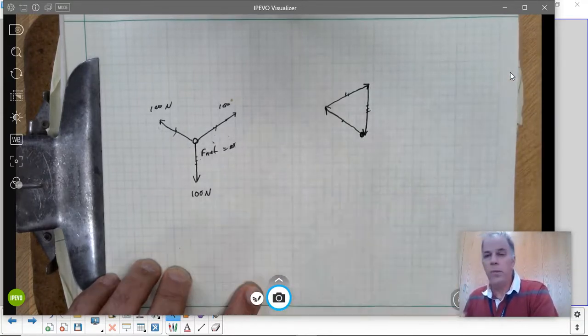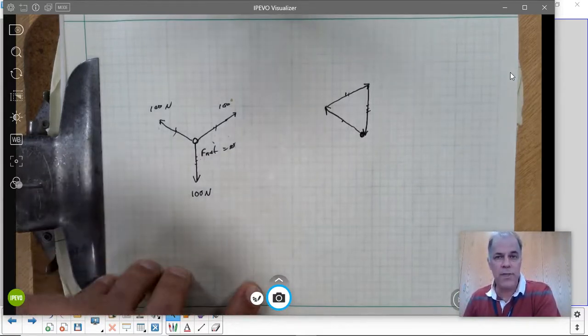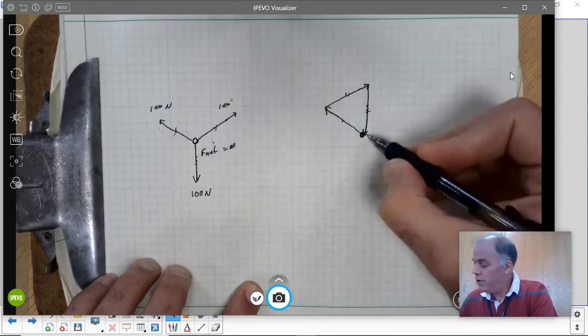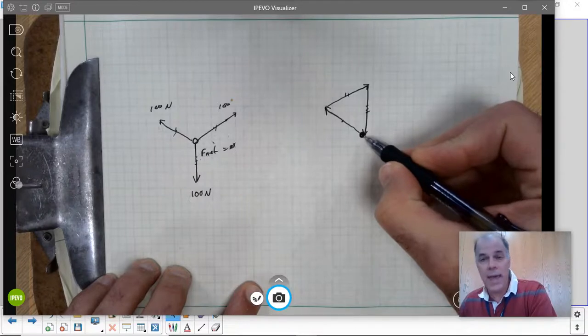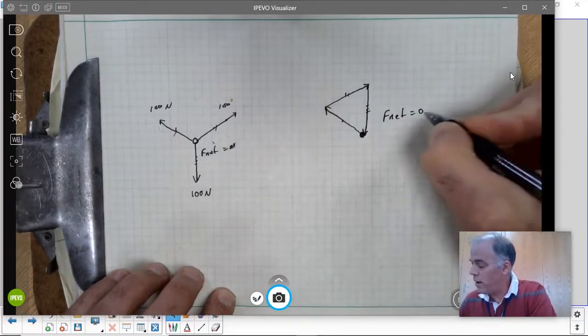And as you can see, when we put these three vectors together using the tip to tail method, it makes a closed triangle. Because we wound up where we began with our force vectors, that means that the net force equals zero.